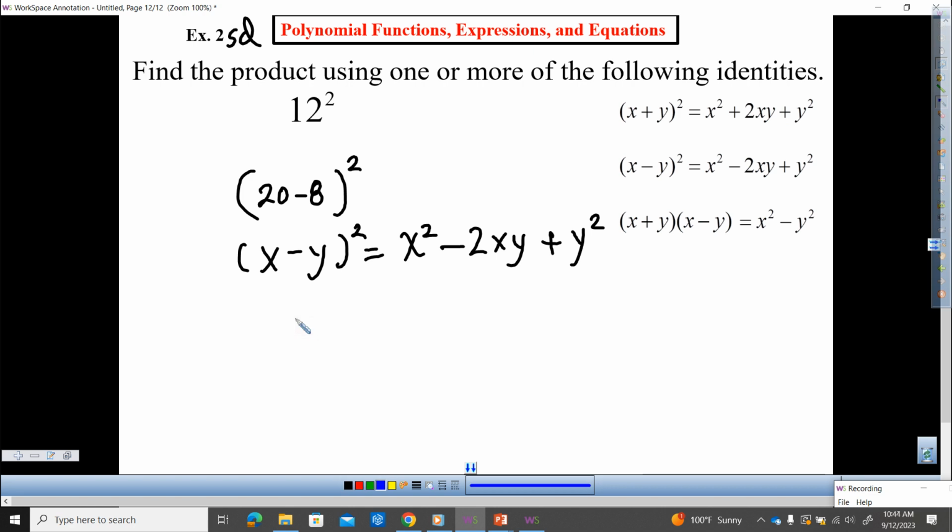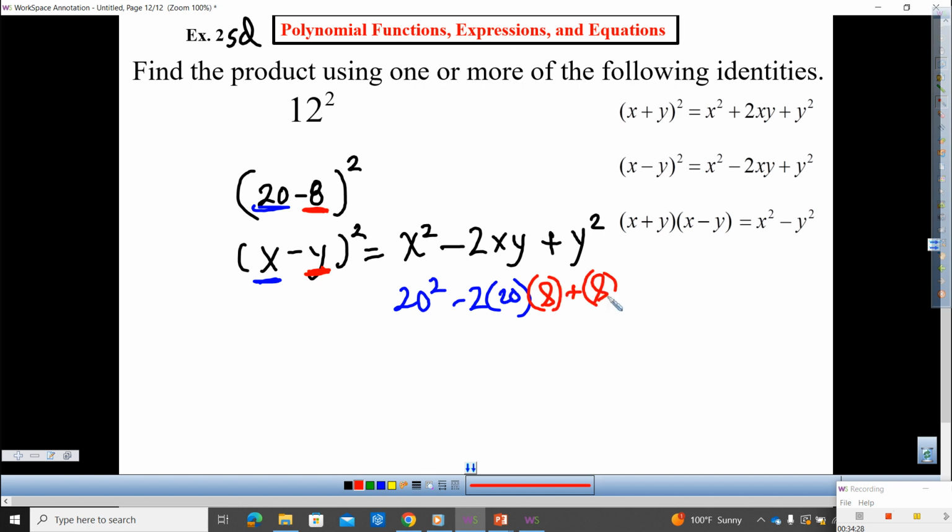And again, for x, we're going to use 20. And for y, we're going to use what? 8. Okay, I'll give you a head start. Substitute and simplify. See what you get. All right, see what we got. You should have written 20 squared minus 2 times 20 times 8 plus 8 squared. Hands if you got up to right there.